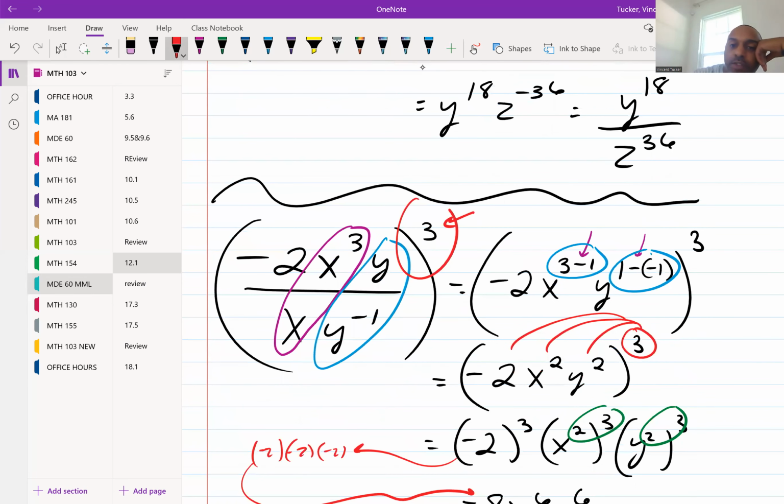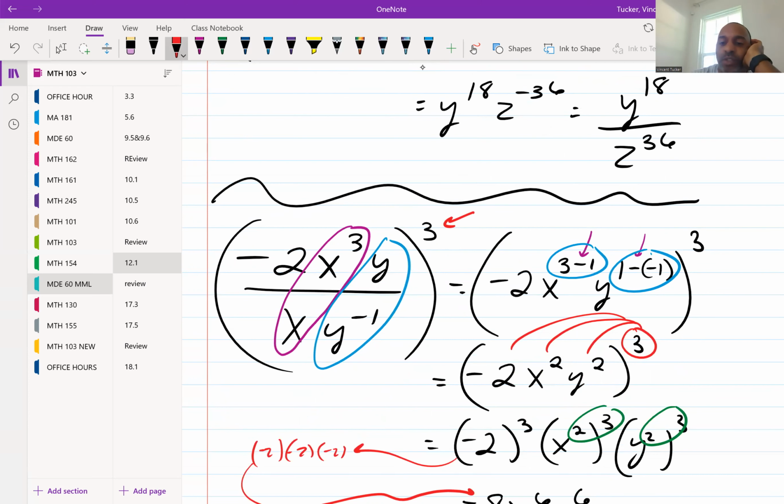And so we still have not addressed the 3 on the outside yet. But 3 minus 1 is 2 for x squared. And then 1 minus -1 will be 2 as well for y.